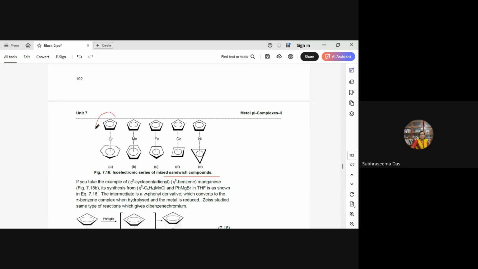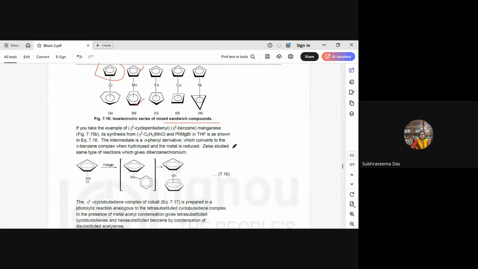So here it is a Cp. If you take the example for manganese, in the case of B, here it is cyclopentadienyl, but in the lower case it is eta-6 benzene. So this is how two different rings are present. That is why they are called mixed sandwich compounds.